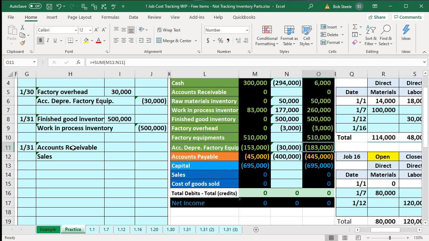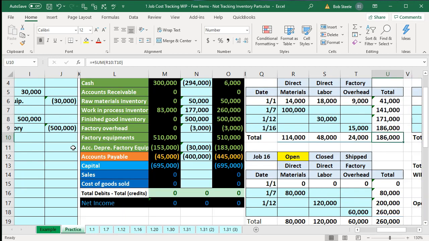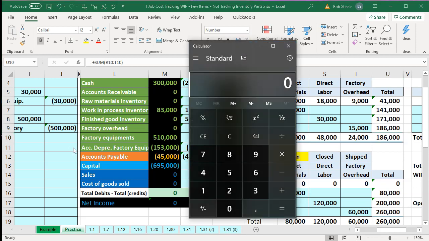Well, this over here, that 186 reflects the cost. So how are we going to get to the sales price? It's not here. We could have some kind of system where we're saying, well, the sales price is, we agreed on a 30% markup, let's say. So what I'm going to do is take that and increase it by 30% and say that's the sales price.